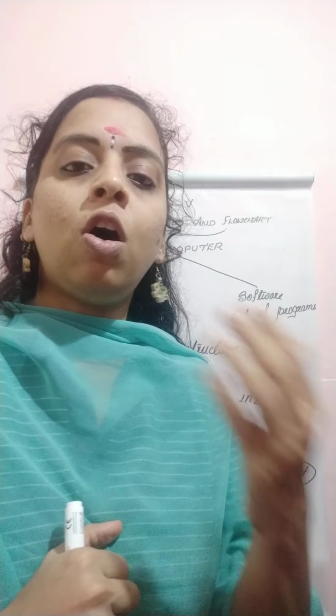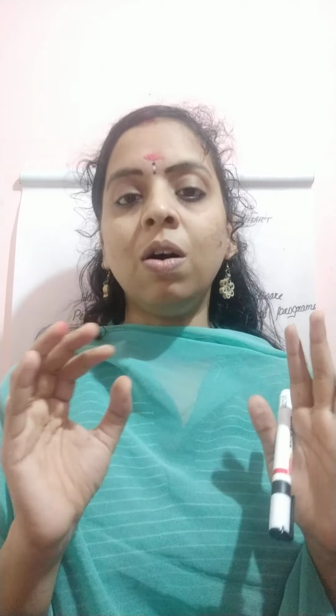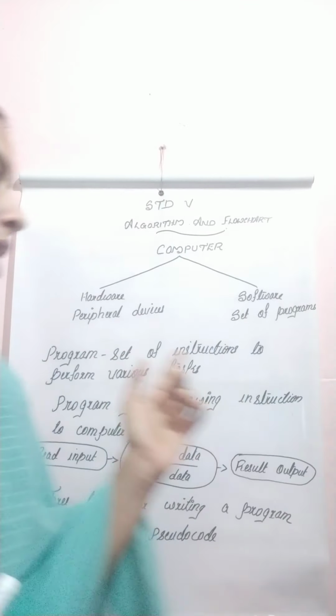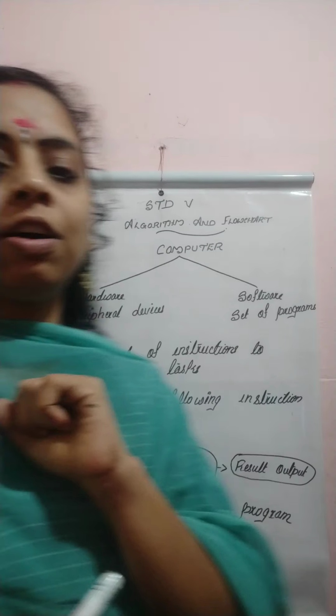For example, all the input and output devices and the central processing unit are hardware devices. That is, all the peripheral devices are called hardware. Understood? Which devices we can touch with our hands in a computer system are called hardware devices.